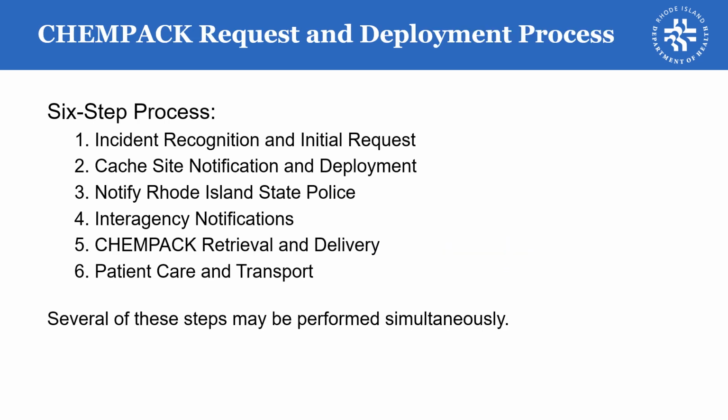Requesting and deploying CHEMPACK assets is a 6-step process. First, there is the incident recognition and initial request. This is followed by the cache site notification and deployment. Then there is the notification of Rhode Island State Police, followed by interagency notifications. Next, the CHEMPACK is retrieved and delivered. Finally, there is patient care and transport.